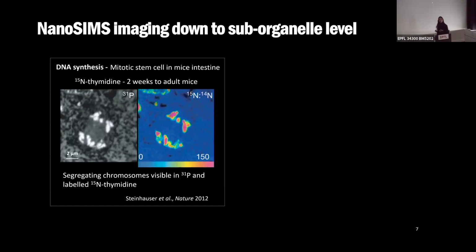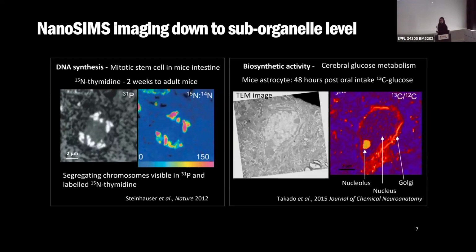And this is useful because in medical biology, for example, they're interested to understand if disease models have defects in their divisions, and this can be one of the techniques which can really help with that kind of biological question. And then another example I wanted to highlight was its use in looking at cerebral glucose metabolism. And in this case, what they did was they fed the mice with 13C labeled glucose, and they wanted to see where this glucose that's being fed to the mice ends up in the brain.